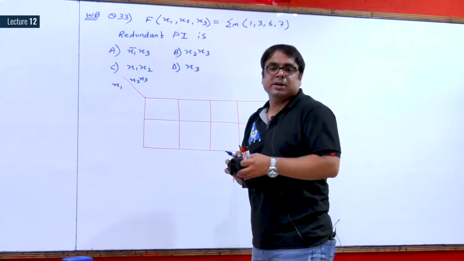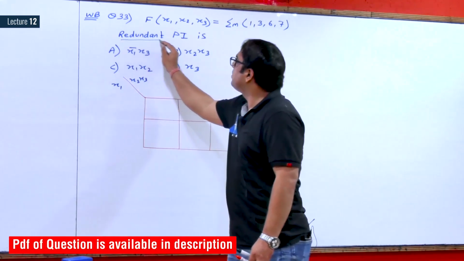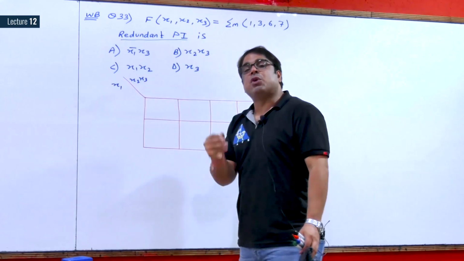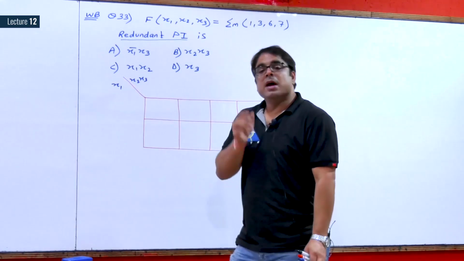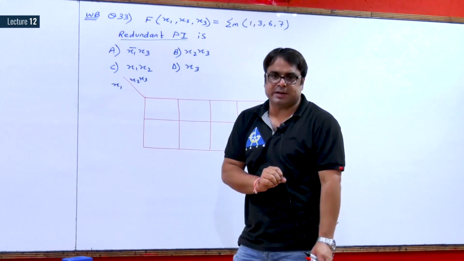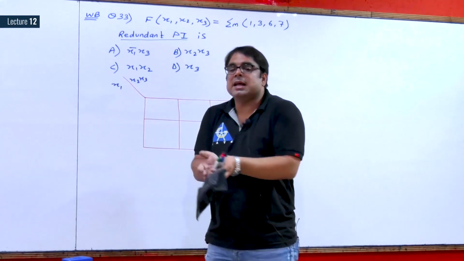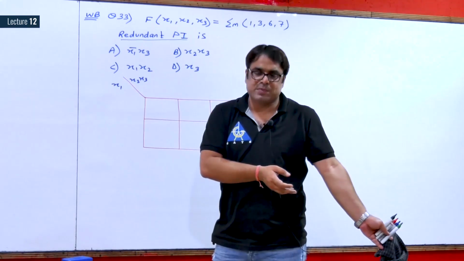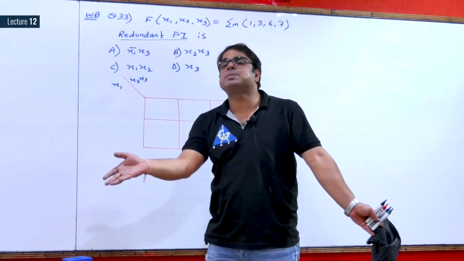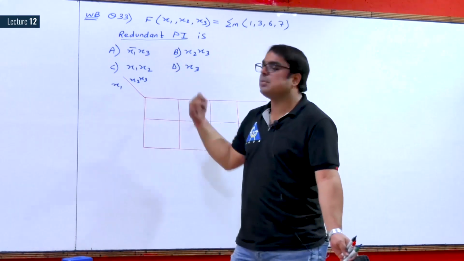Question number 33 of your workbook. We have a new term, redundant prime implicant. This is again a simple concept. See, what is an essential prime implicant? A prime implicant which is compulsory or essential is an essential prime implicant. So simply, a prime implicant which is not compulsory is a redundant prime implicant.